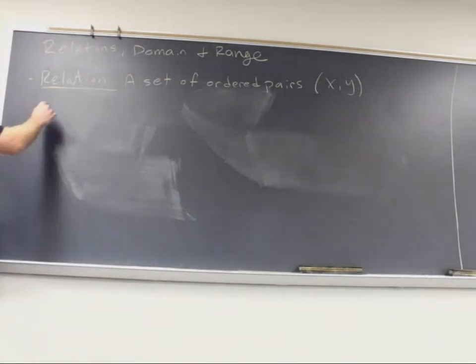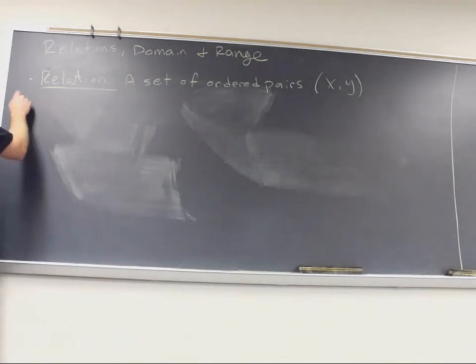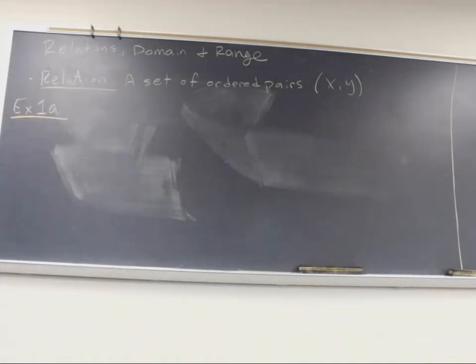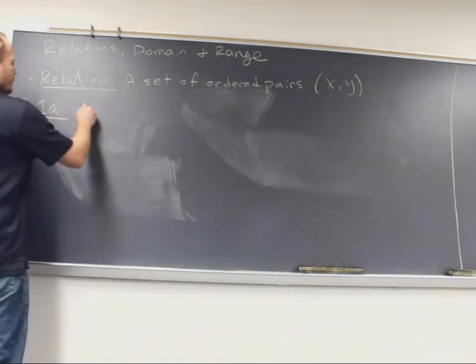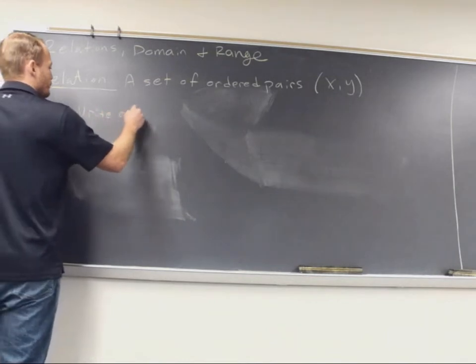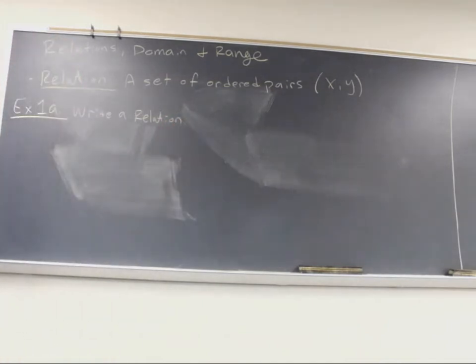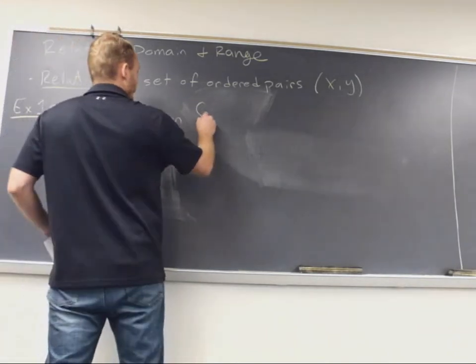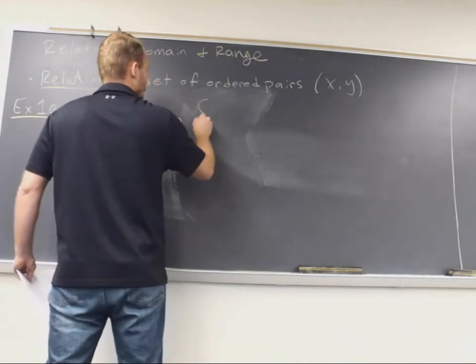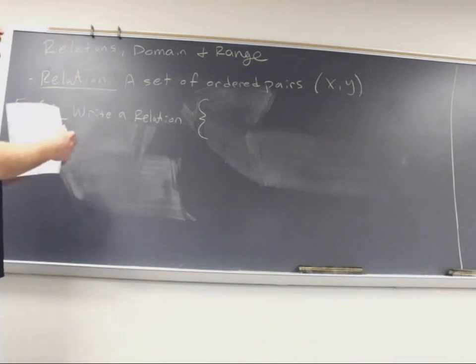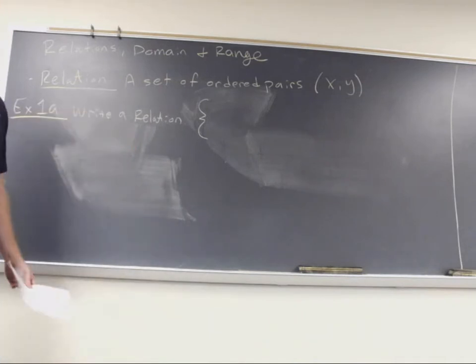So for example, let's say this is example 1A. And in example 1A, all I want to do is write a relation. All right, and this is pretty straightforward. It's just learning what they look like is the hard part here. So it starts with a squiggly bracket, just like that. And then a relation is just several ordered pairs put together.